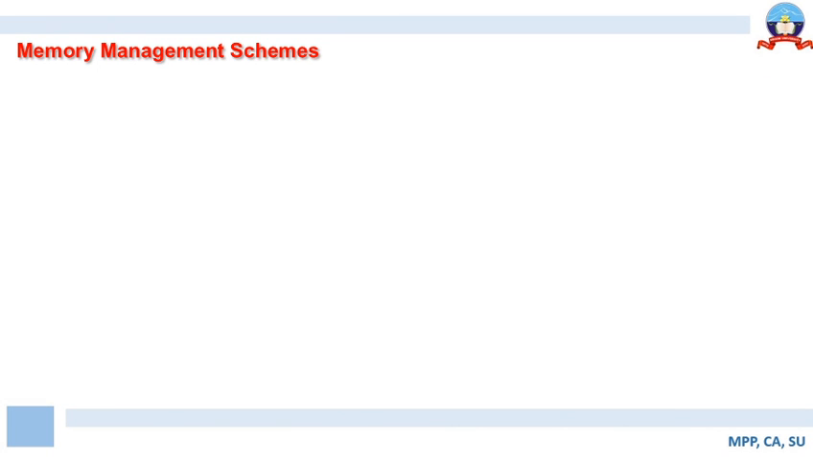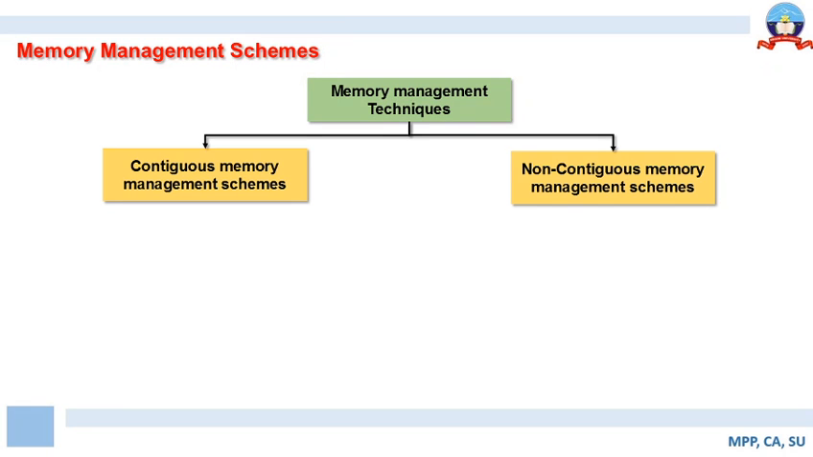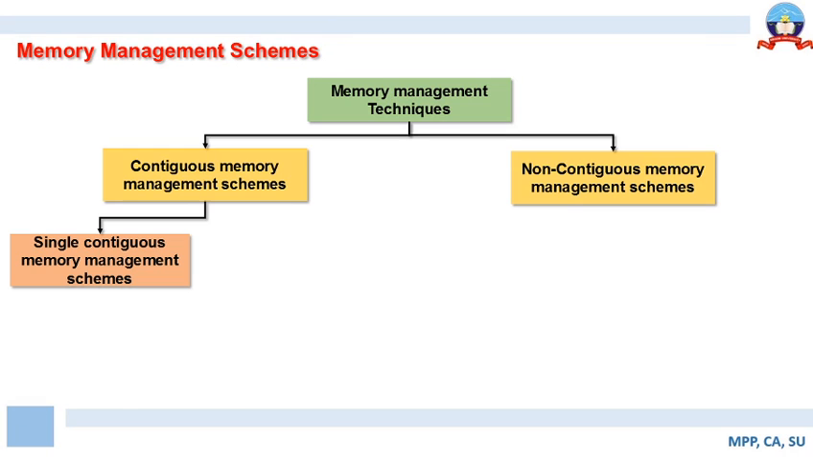Now let us discuss some of the important memory management schemes. Memory management techniques are broadly classified into two categories. The first category is called the continuous memory management scheme. The second one is called the non-continuous memory management scheme. One is for contiguous memory, and the other is called the non-contiguous memory management scheme.